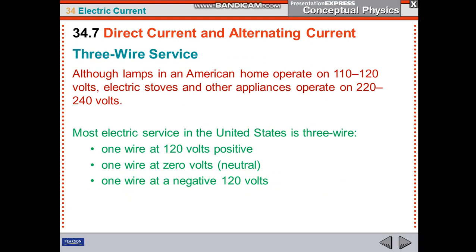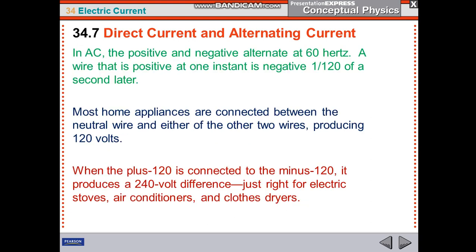3-wire service. Although lamps in American homes operate on 110 to 120 volts, electric stoves and other appliances operate on 220 to 240 volts. So they need higher voltages for some devices. So what do they do? Most electric service in the United States is 3-wire. One wire at 120 volts positive, one wire at 0 volts neutral, one wire at negative 120 volts. So these are the 3 wires in 3-wire service.